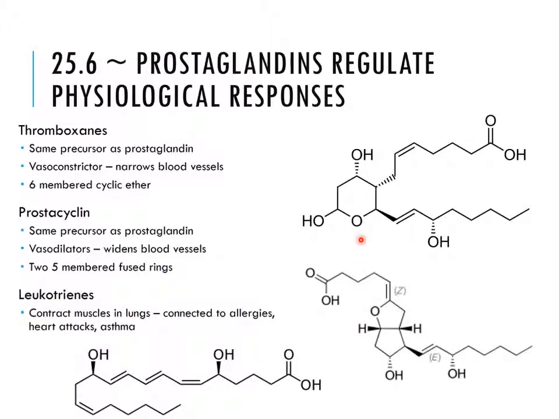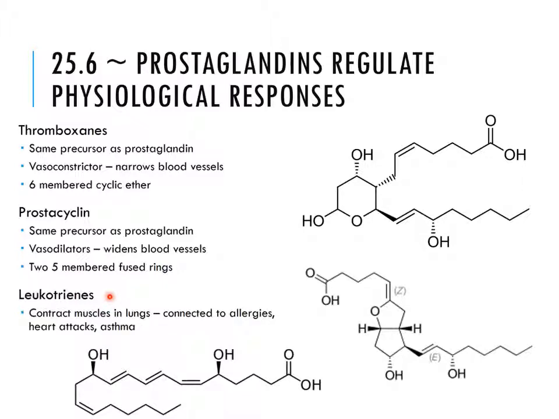So these two are going to work in tandem with each other. And the prostacyclin's defining characteristic is that it has these two 5-membered fused rings. So again, with both of these, there's a lot of different types, and what these chains are or how long they are is definitely going to vary. But the last bullet point on each of these is what defines those categories.